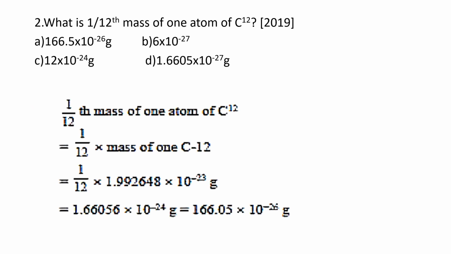Question number 2. What is the 1/12 mass of one atom of carbon-12? Here it is asked what is the 1 AMU value indirectly. That's why there is no need to calculate this. It is a multiple choice question exam, so you have to learn this value directly. And your option A is the correct option for that. Value is 1.66 into 10 raised to minus 24 grams.